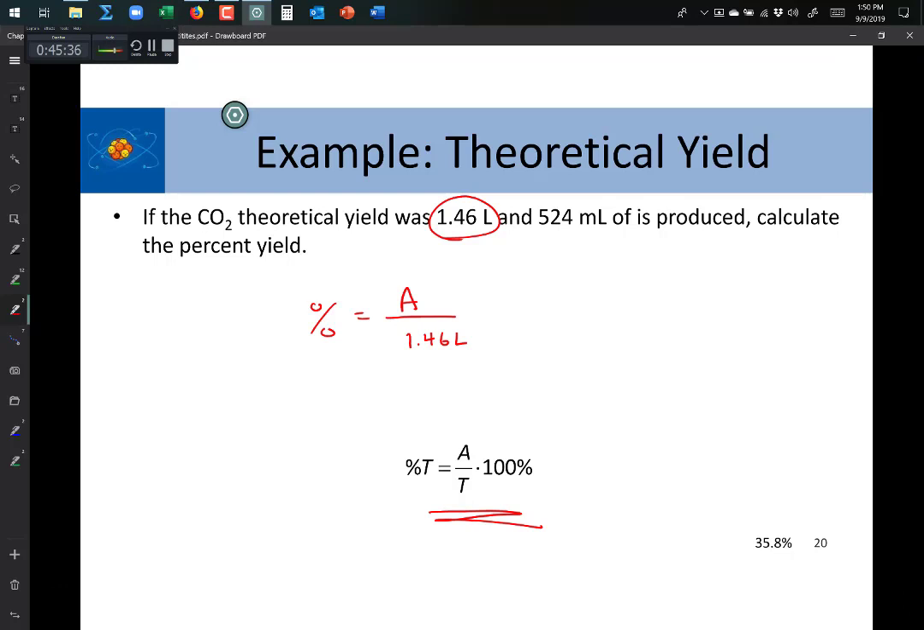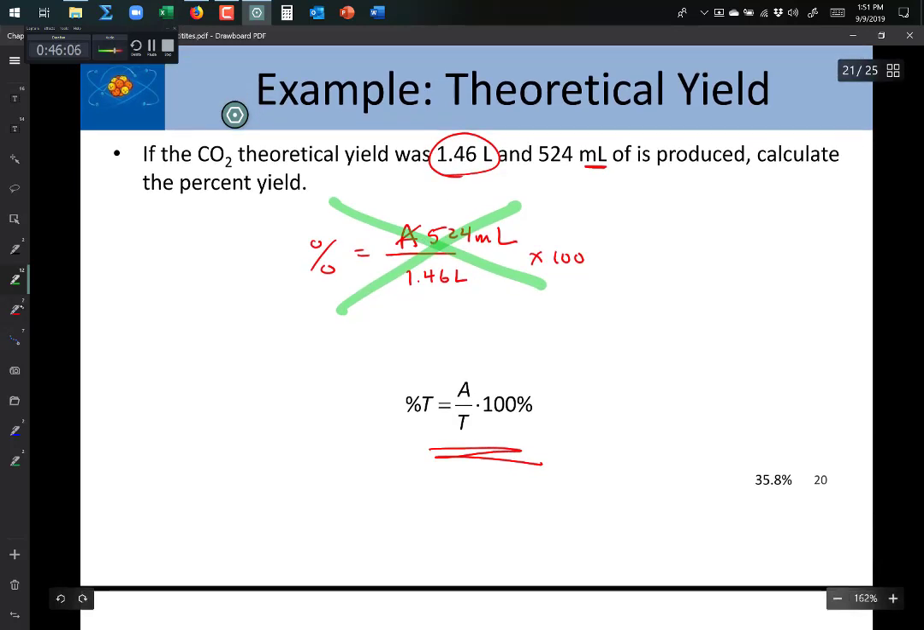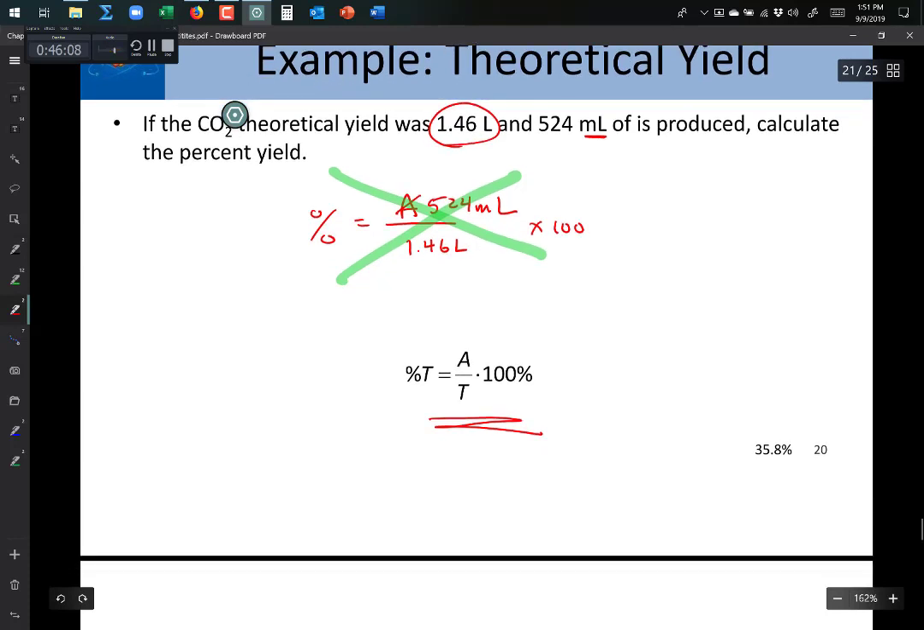Here's the problem with the actual, the units are wrong. So if I actually did this, right, and wrote it out as 524 milliliters, those units don't cancel properly. So when you do theoretical yields, make sure you have it in the same unit. Otherwise, you won't get the right answer. So this, right, doesn't work. So the first thing you're going to have to do in this problem is get it in the same units.